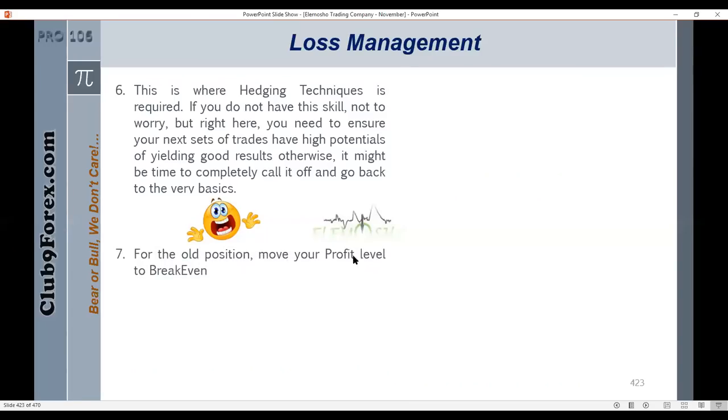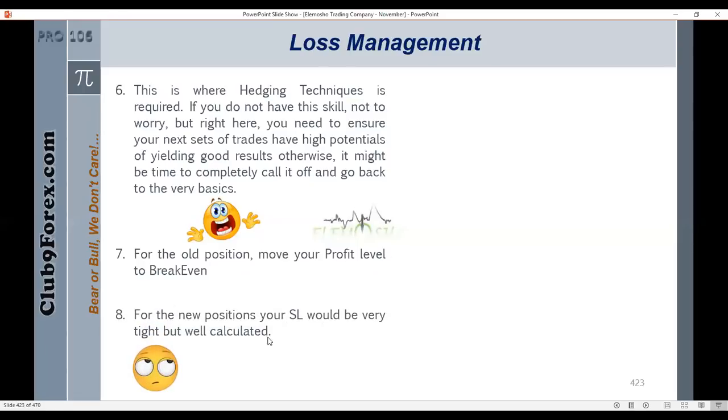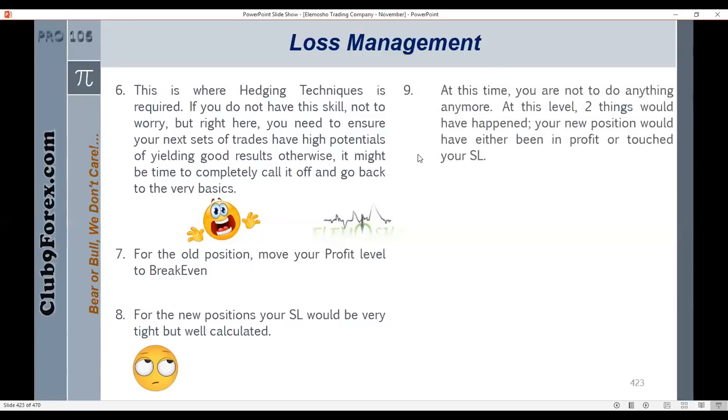So for the whole position, I've already explained this one. For the whole position, you move your target to break even. For the new position, your SL will be very tight, but well calculated. Just like what I just explained to you. At this time, you are not to do anything anymore. At least two things would have happened. Either your new position has been in profit or it has touched that tight SL. One of the two would have happened.